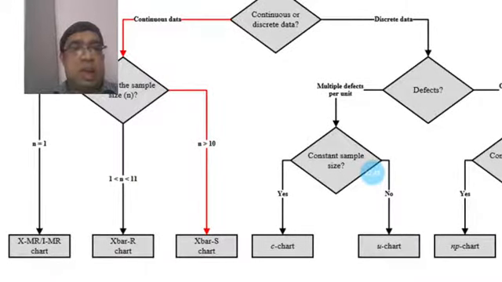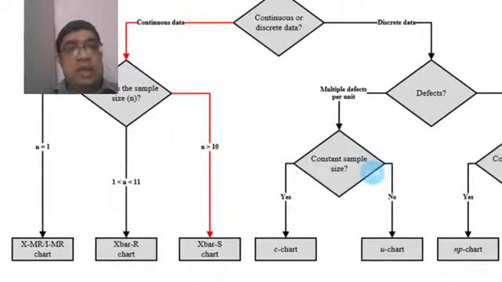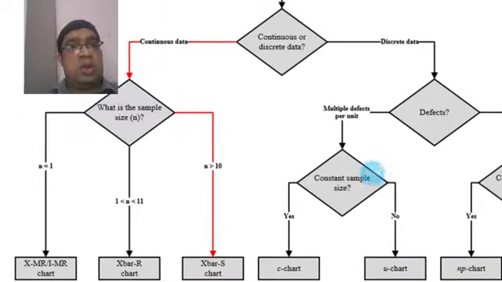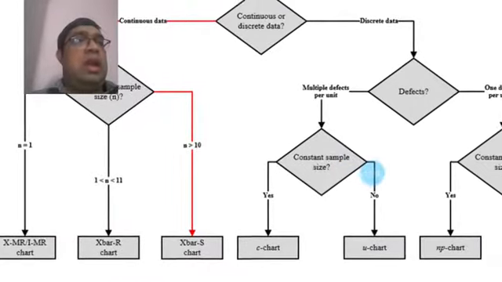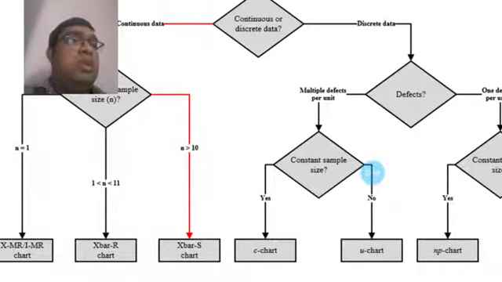Another case is when n is greater than 10. Then the X-bar S charts are used. That covers continuous data. Next is discrete data, where you calculate the defects of the data.